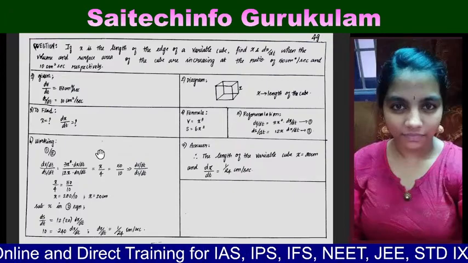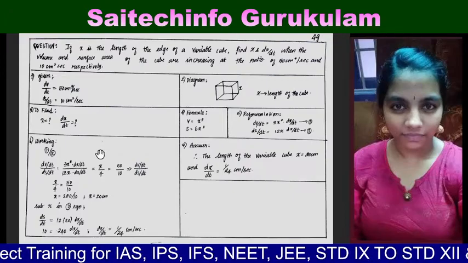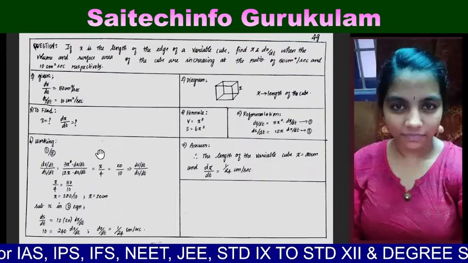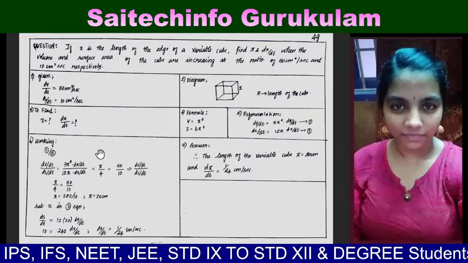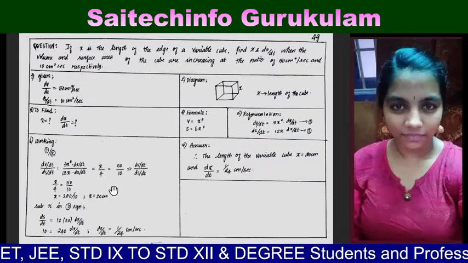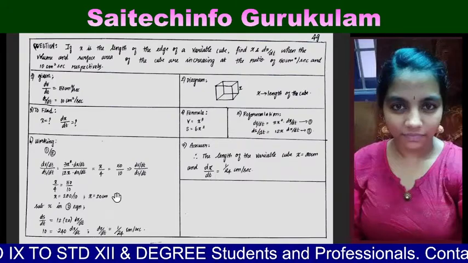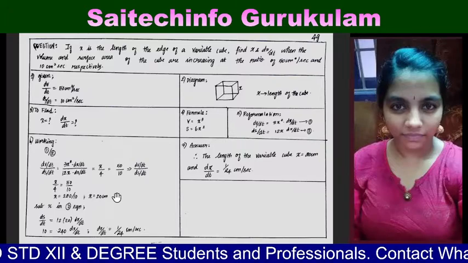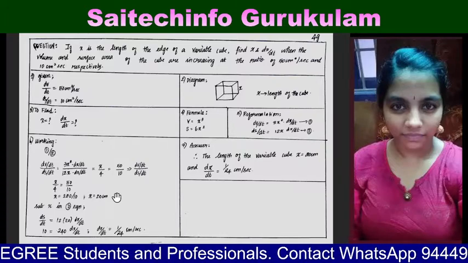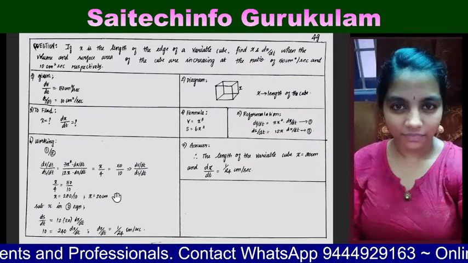So dv by dt over ds by dt is equal to 3x square into dx by dt over 12x into dx by dt. Cancelling dx by dt in the numerator and denominator and simplifying 3 and 12, we get x by 4 is equal to 50 by 10. 50 by 10 is given in the question already. So we are equating x by 4 equal to 50 by 10. On further simplification, we get x is equal to 20 centimeter.